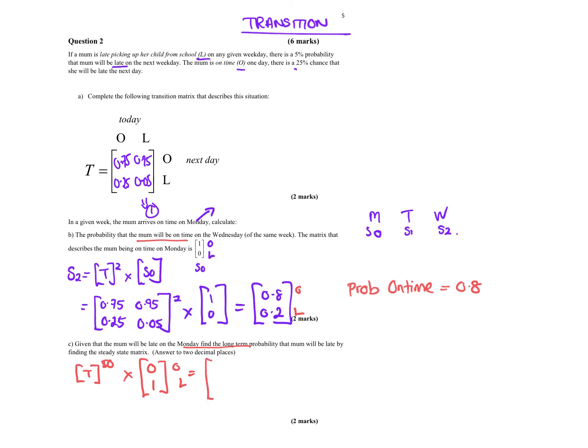So we ended up with 0.79 and 0.21. But the question was, what's the probability she'll be late in the long term? So the probability of being late, just make sure you pick the right one, which was the bottom one, so 0.21.